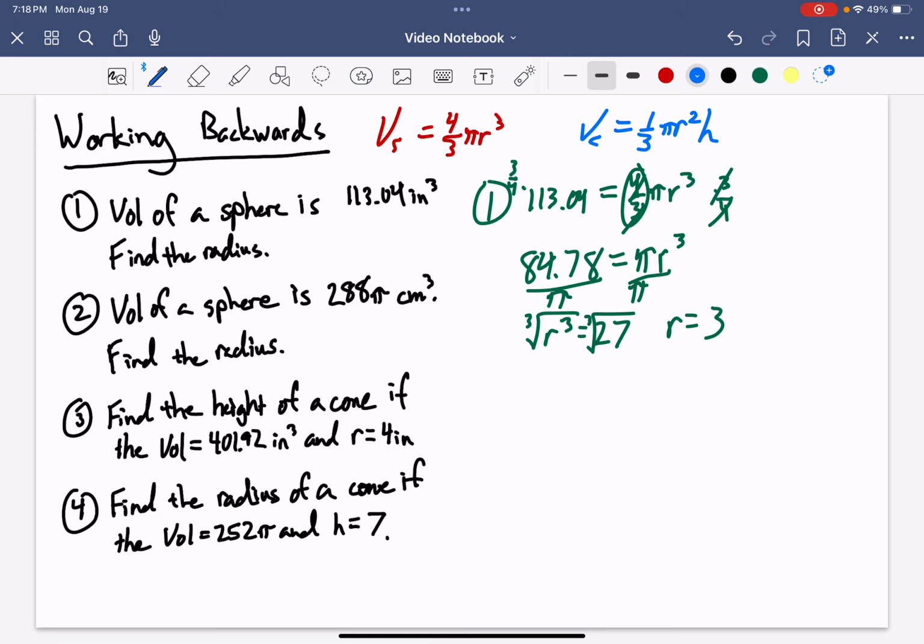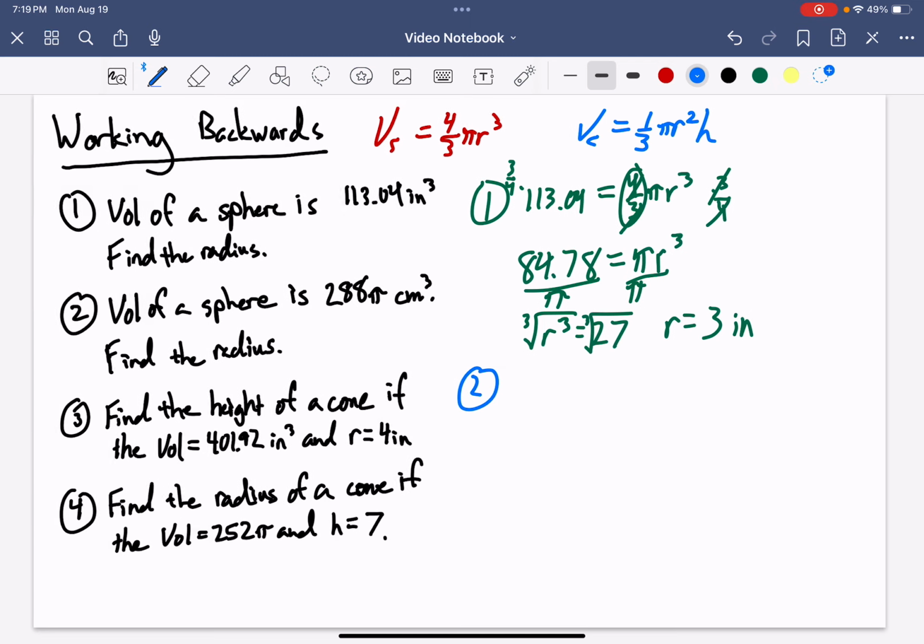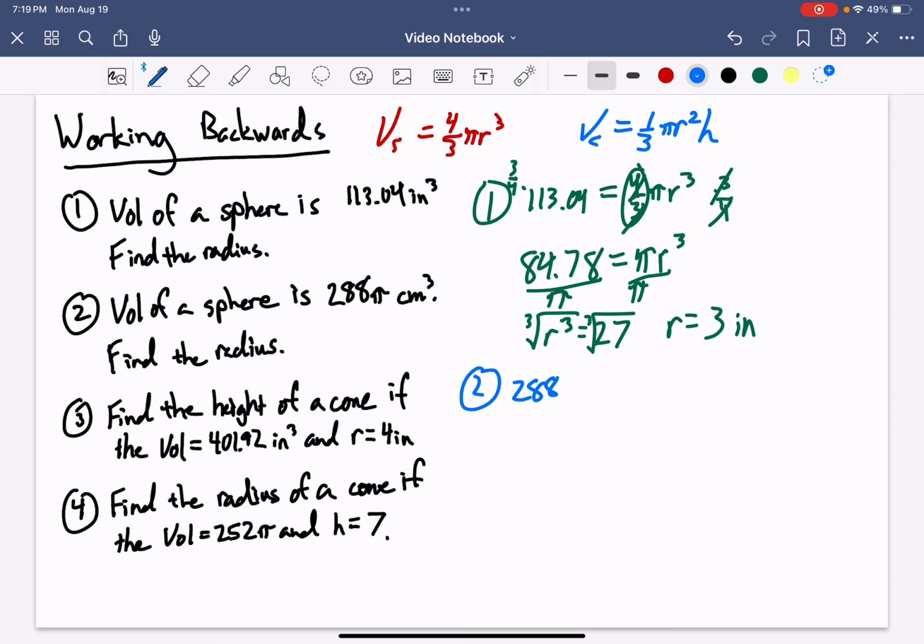Oh, sorry, I should finish that off. 3 inches. All right, let's compare and contrast that to number 2, because it's very similar. Number 2, volume of sphere is 288 pi centimeters cubed. Well, 288 pi is equal to 4/3 pi r to the third.